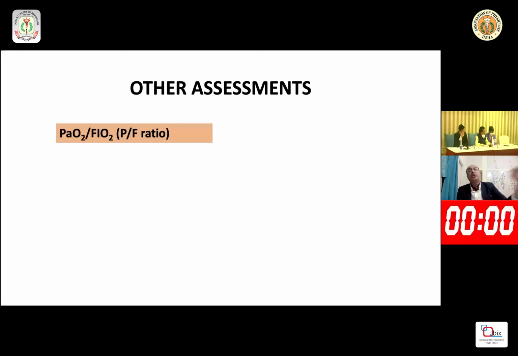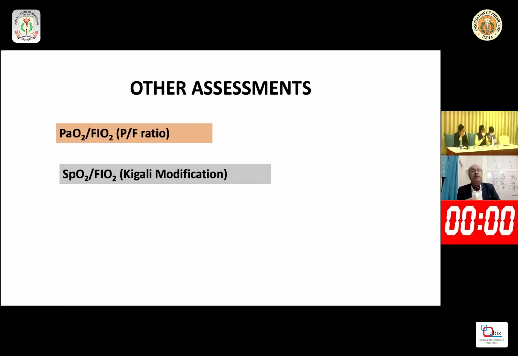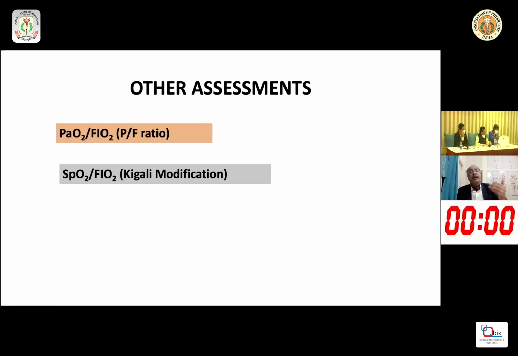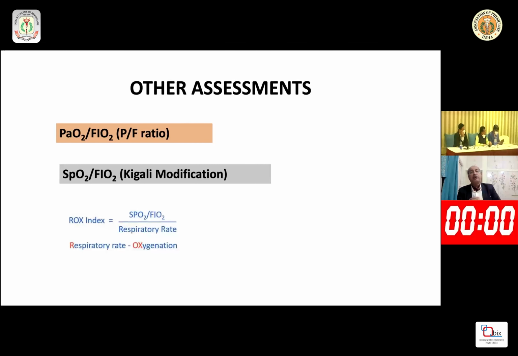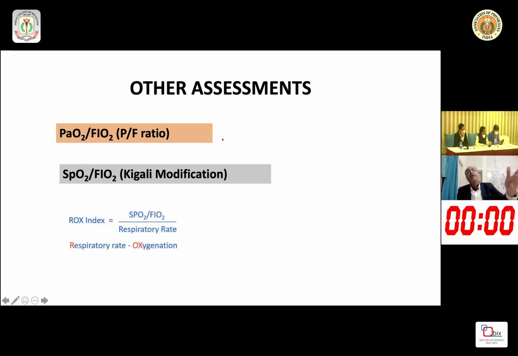Another assessment to look at hypoxemia, which we have excluded from here, is the PaO2-FiO2 ratio. That now defines mild, moderate, and severe ARDS. And we realize that in certain places blood gases are not possible. That was also true during COVID. And that is what is called the Kigali modification. Here you see SpO2-FiO2. The ratio we define with the PaO2-FiO2 is less than 300. Here we take it as less than 315.